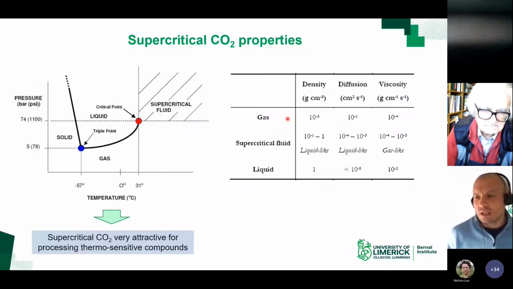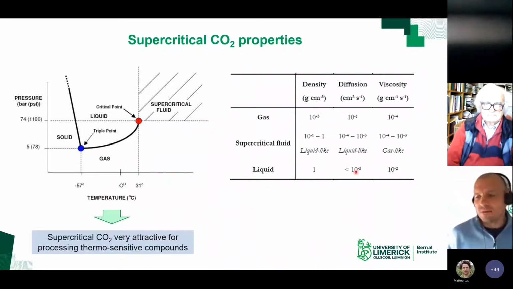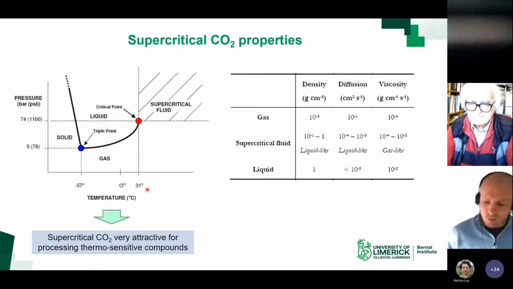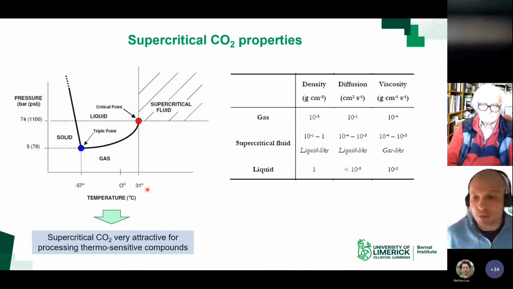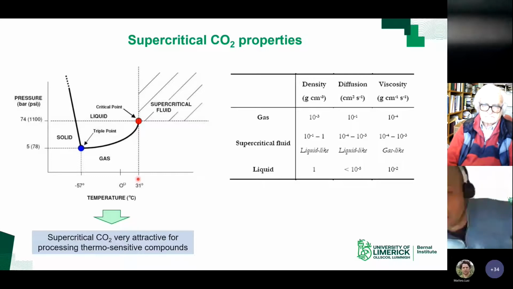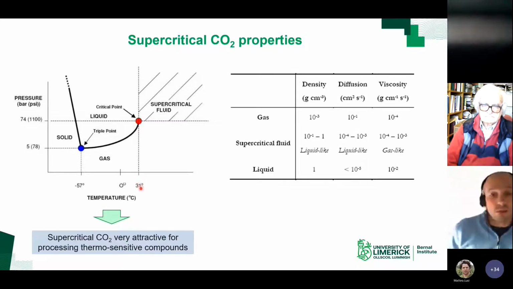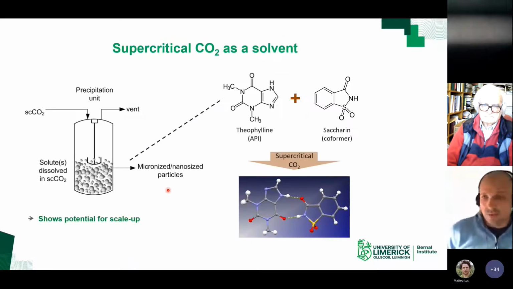That means that CO2 will behave as a liquid. It will have a liquid-like density and a liquid-like diffusion as well, but the viscosity will be like a gas. And that will be very important to process pharmaceutical drugs. Also, if you're dealing with drugs which are sensitive to temperature, it is interesting that we don't need to go to 100 degrees or further. We can use temperatures above 31 degrees Celsius to process pharmaceutical drugs.